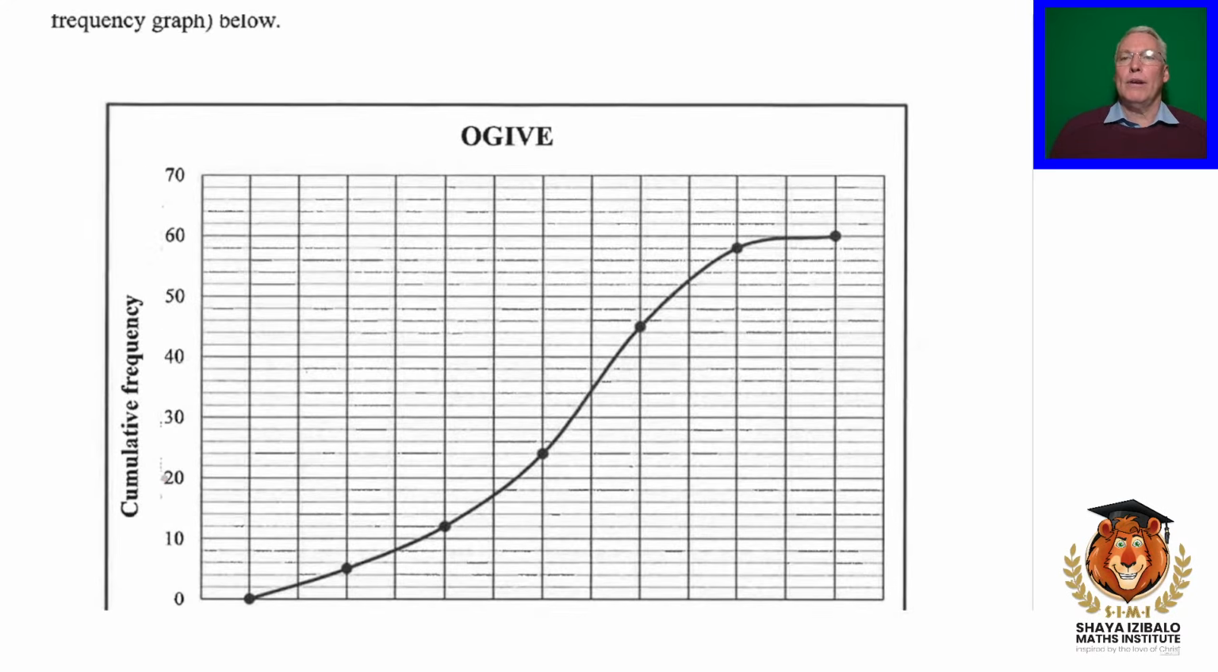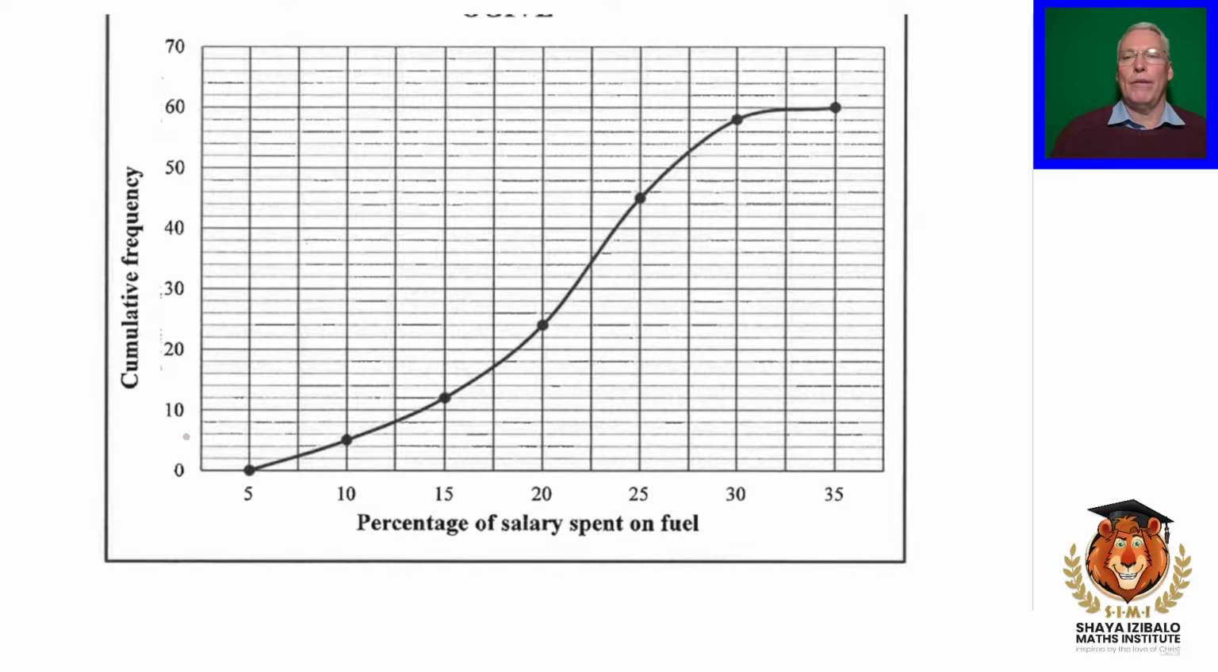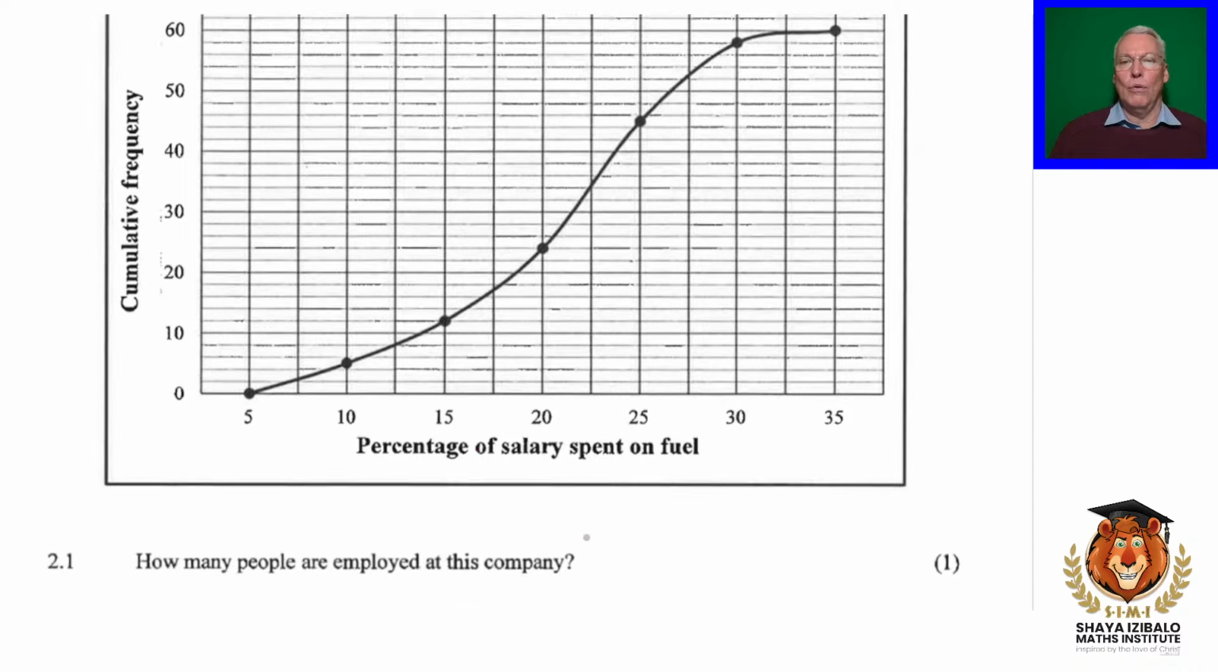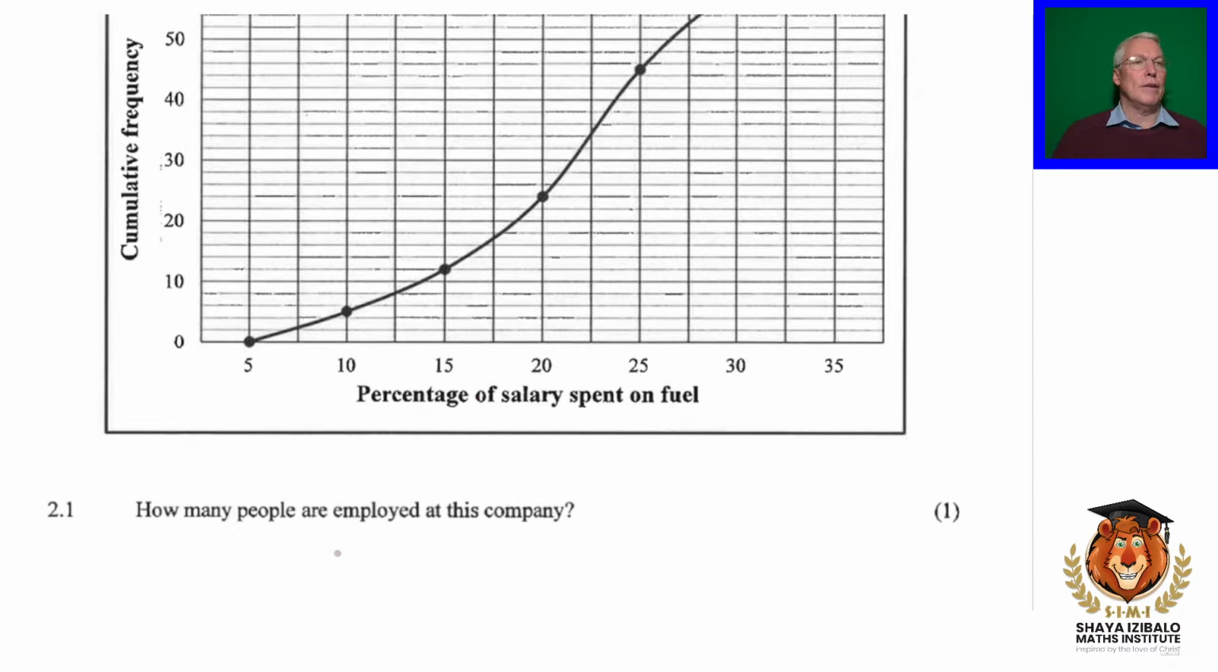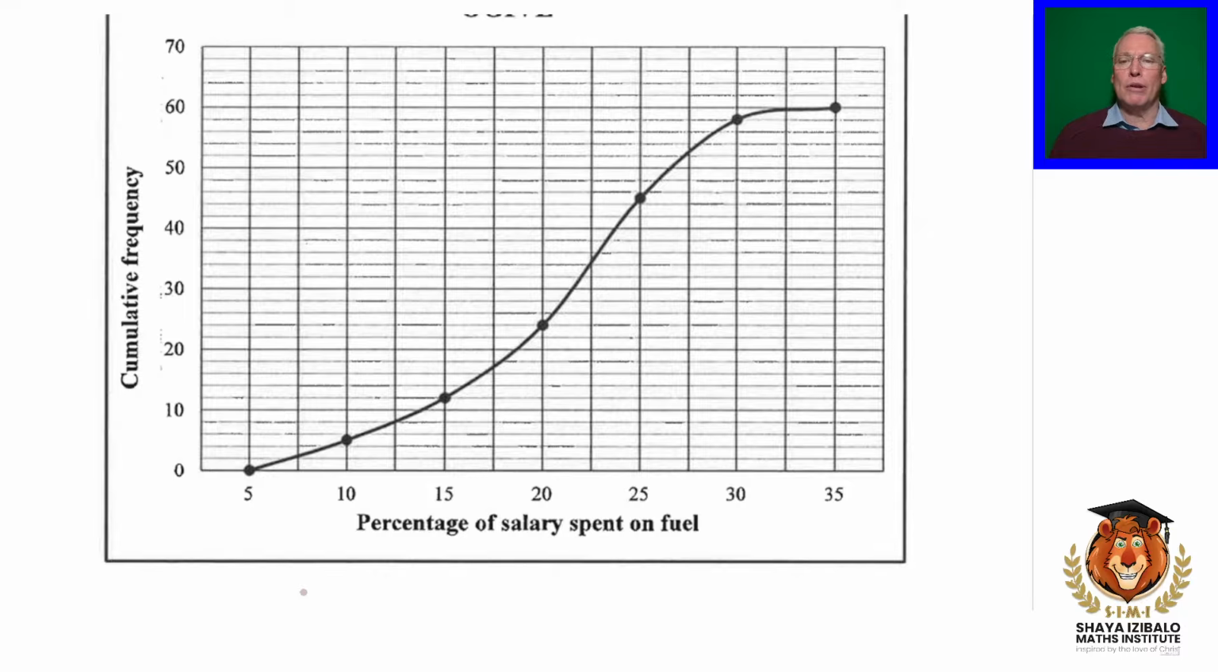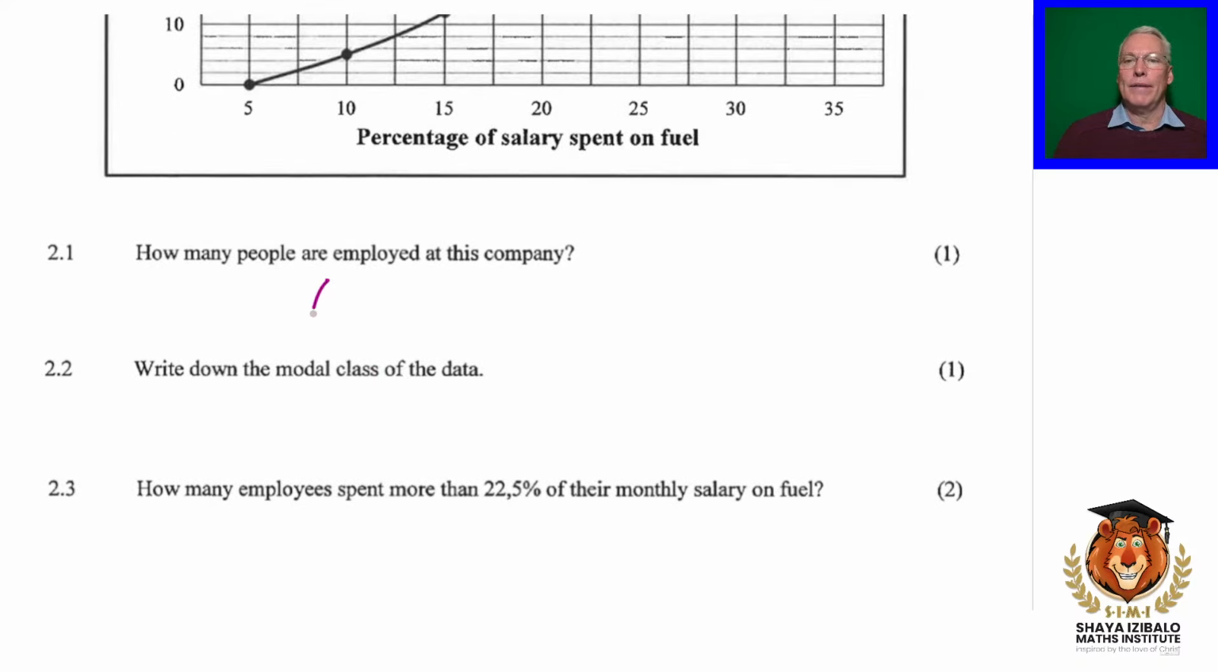Right, the next question has got an ogive curve, and there's the cumulative frequency on the vertical axis and the percentage of salary that employees spent on fuel. Okay, first question says, how many employees are there in the company? Well, we're basically going to look at where the graph maxes out, and it maxes out at 60. Write down the modal class.